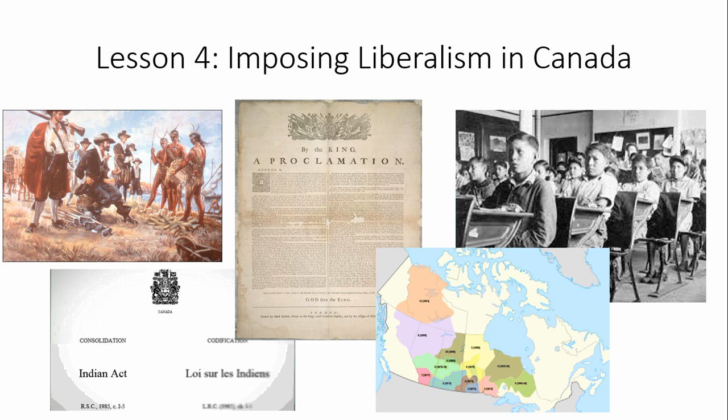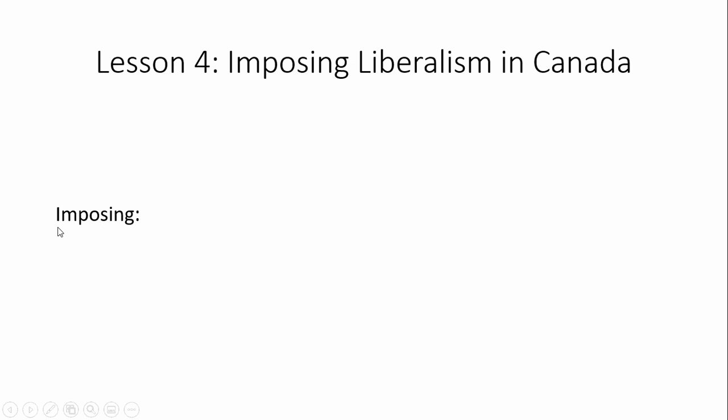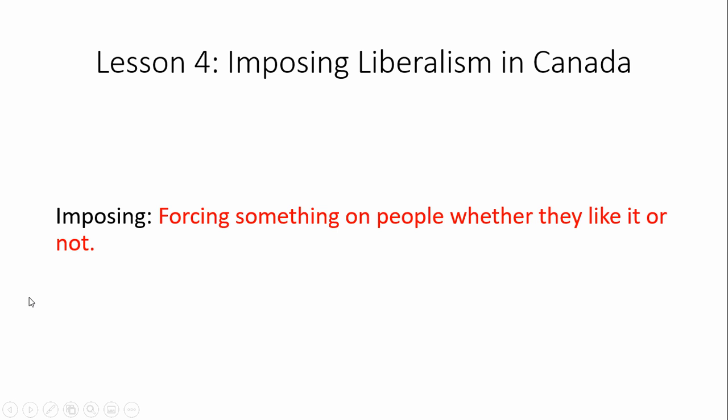All right, so you see some images here in the video, and you also see some images in your partial notes that are related to Canada's history, Canada's past, times in which European Canadians, white Canadians, made many attempts to assimilate or impose liberalism on Canada's First Nations peoples. Okay, so we're using the word imposing here. So what does the word imposing mean? Well, it means to force something on people, whether they like it or not. So the color for this lesson is red. So you can complete your partial notes with anything that is written in red.